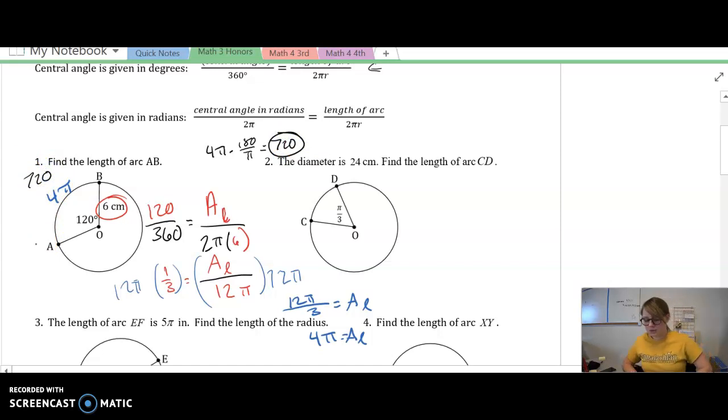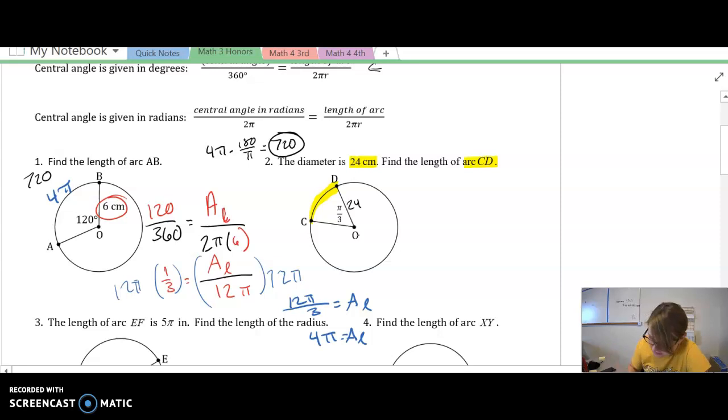Alright, so let's move on to the next one. For our next one, our central angle is given to us in radians, and that's okay, we can still work with that. We have the diameter is 24 centimeters, and we want to find the length of CD. So we're finding this arc, and we know that our radius is 24 centimeters.